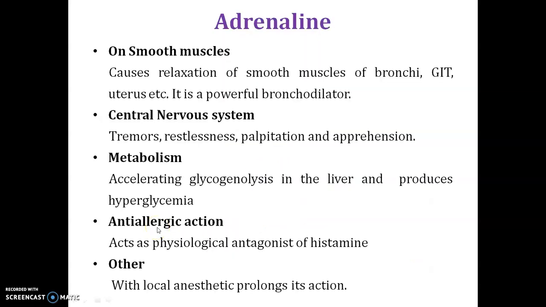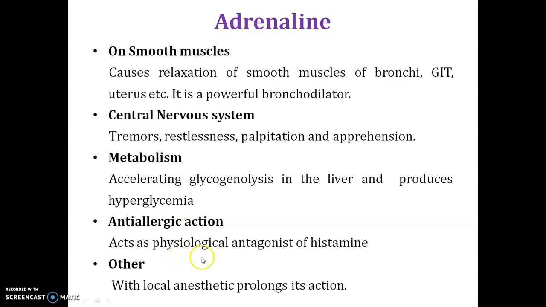Other actions of adrenaline include that it causes relaxation of smooth muscles of bronchi, GIT, and uterus. It acts as a powerful bronchodilator. On the central nervous system, it causes stimulation, due to which tremors, restlessness, palpitation, and apprehension are observed. It also accelerates glycogenolysis in the liver and produces hyperglycemia.